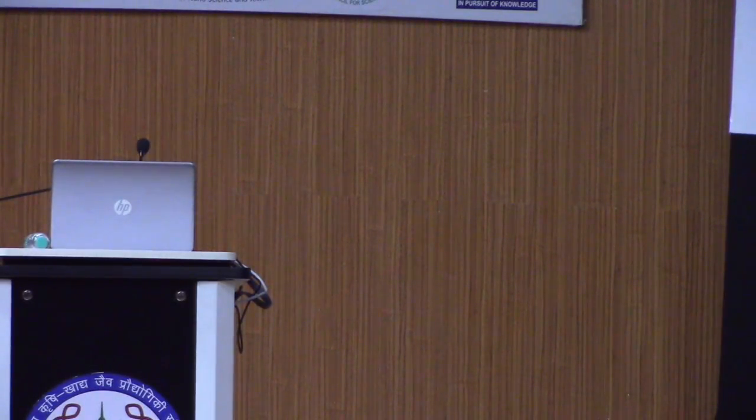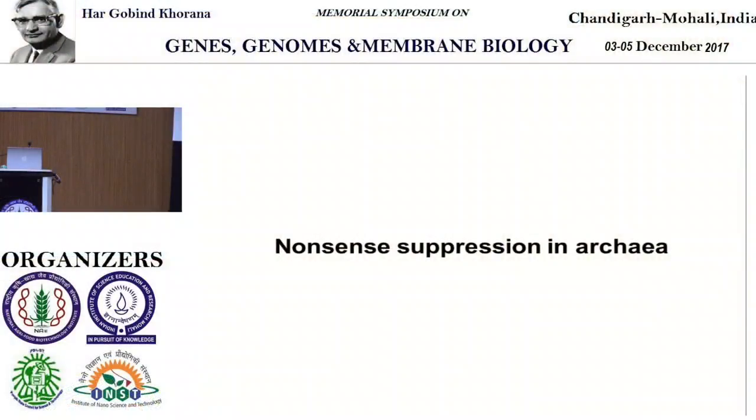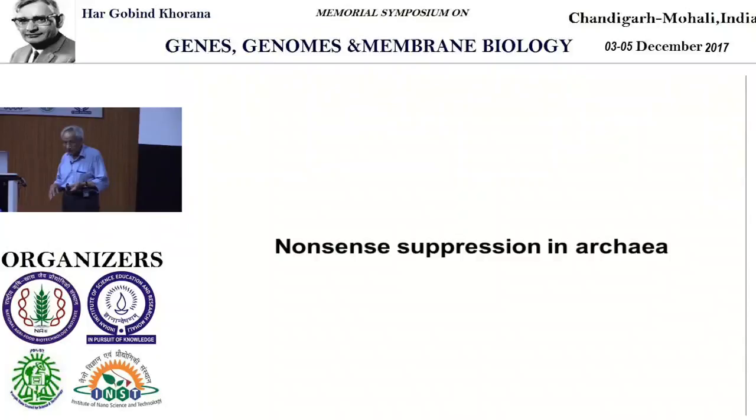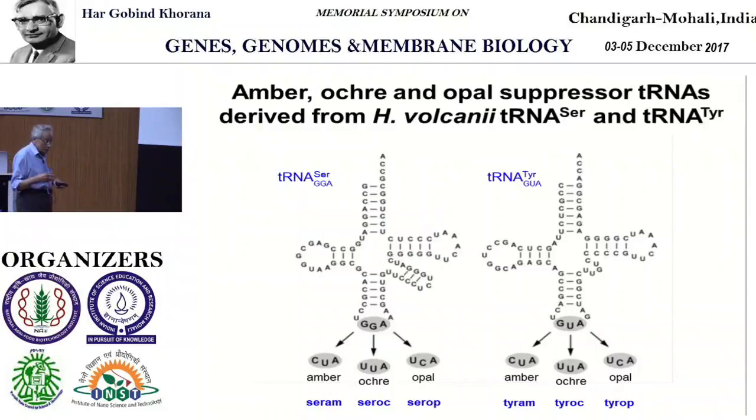The question we asked is, well, can we just express a suppressor tRNA in archaea and see whether it will work as a suppressor? Whether suppressors just don't work, or suppressors are inherently very toxic to archaea, all of those are possibilities. So people in the lab took 2 different tRNAs, serine and tyrosine, and mutated the anticodon in such a way that you could get amber, ochre, or opal suppressors. They would read UAG, UAA, and UGA codons. We used two in case one is a strong suppressor and one is not, just to make sure that we get some positive results.